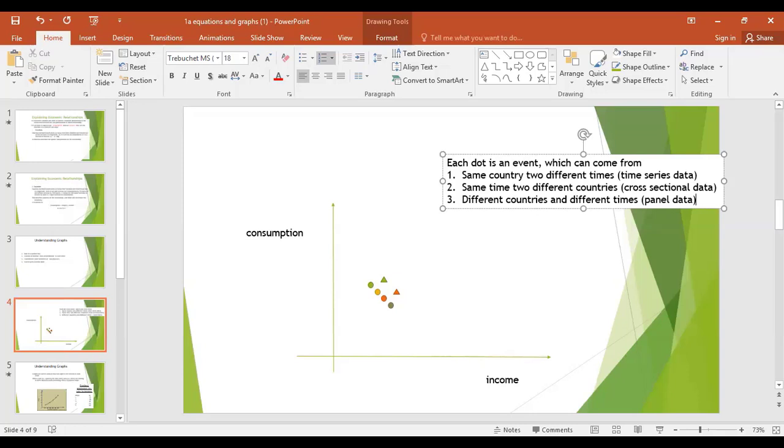But in the first case, there are only three dimensions: change in time, change in consumption, change in income. In the second case, there are three dimensions: change in country, change in income, change in consumption. So when you see a graph, the source can be any one of these three, and it depends upon what you are trying to study.